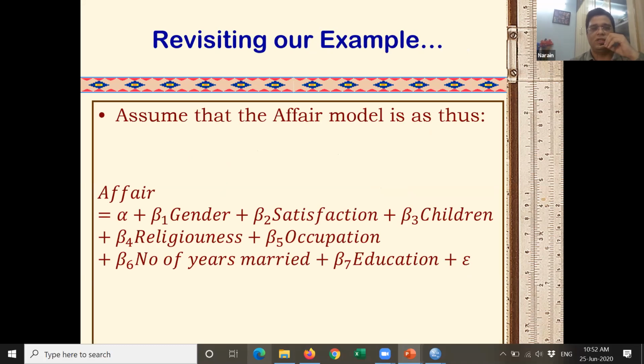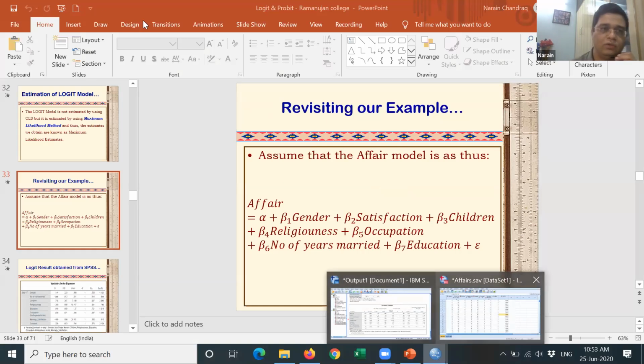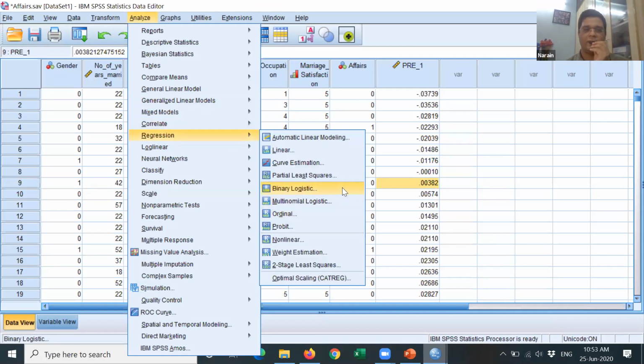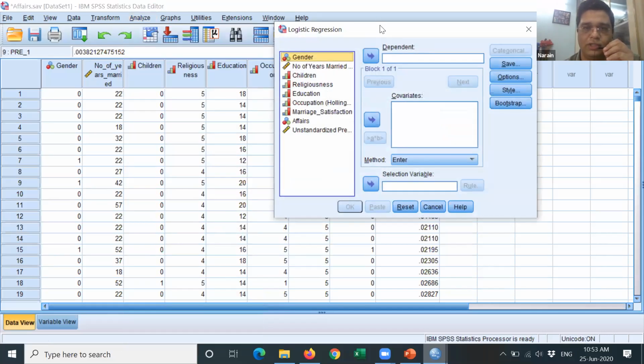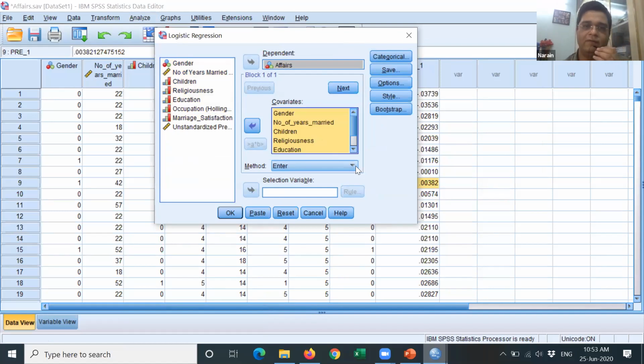So if you run this kind of model under the Logit version, we can run that itself. Let me run the same model using the Logit version. I go to Analyze, I go to Regression, and I go to Binary Logistic. This is what I will be referring to when generating these outputs. It's binary, only two choices. I take affairs as the dependent variable, and I'll take all other independent variables, excluding the unstandardized predicted value coming from the linear model. I simply explore some of the other options.